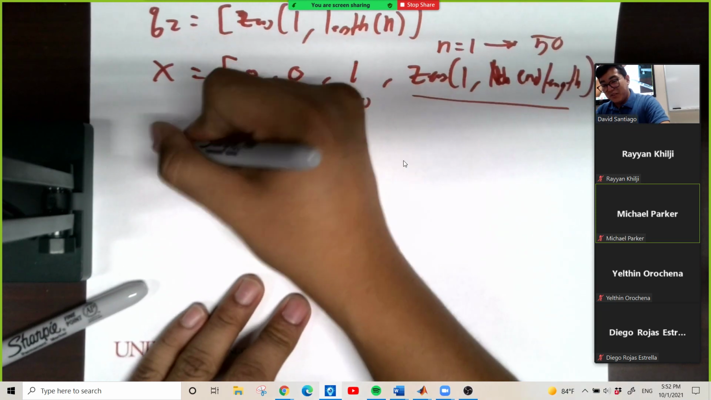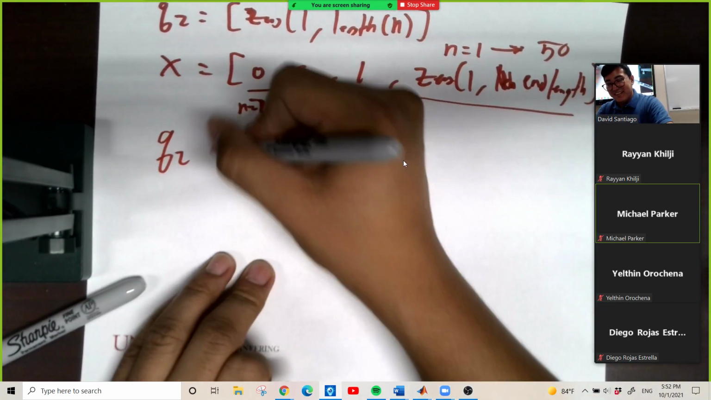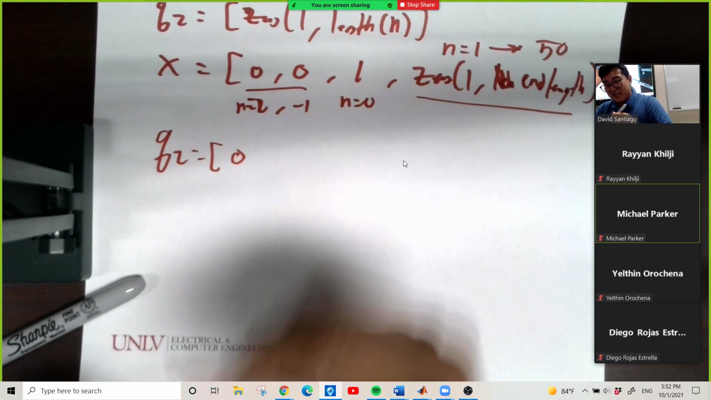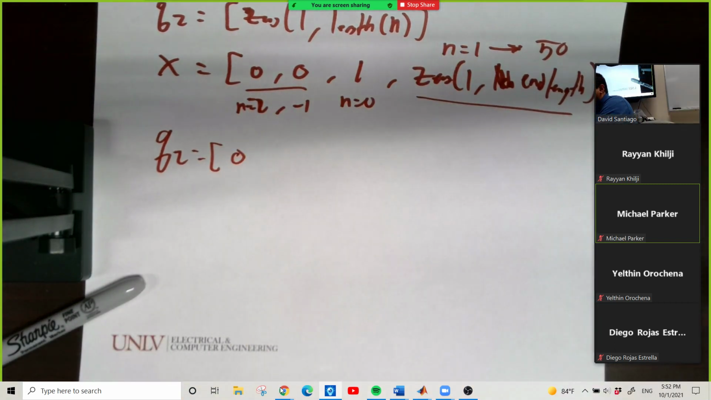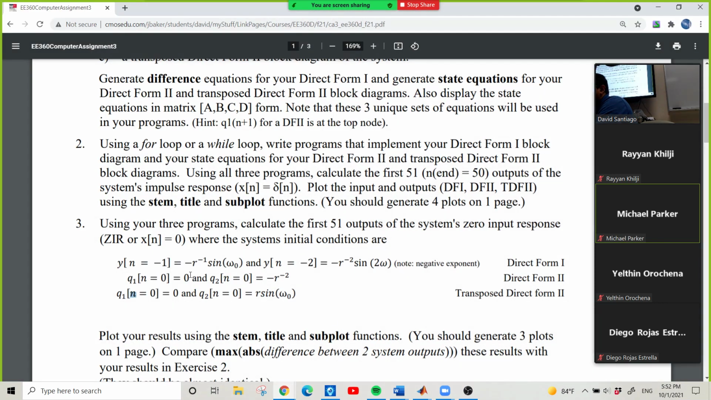So for Q of 2, following this topology with our input, we're going to have a 0 there. And then what does the assignment say? The assignment says we need to punch in at n equal to 0 our sine of omega. So let me write that down.